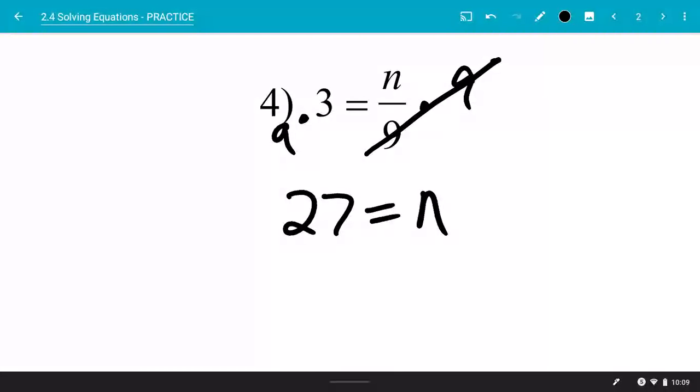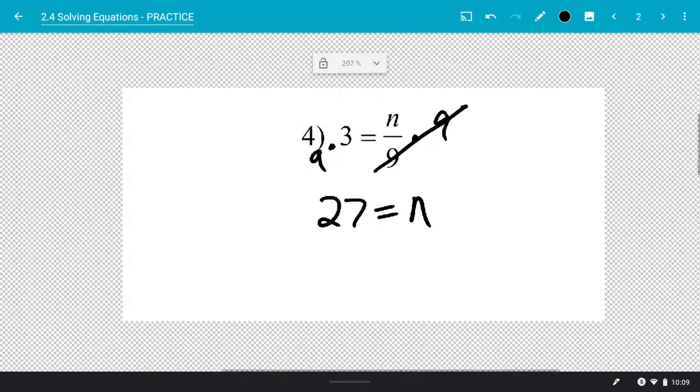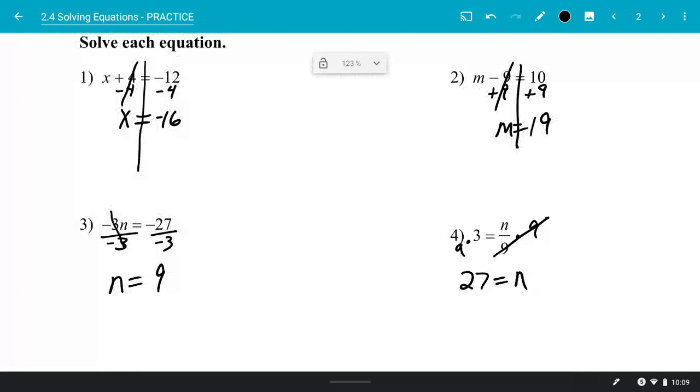Here's the cool thing I like about equations: when you get an answer, you don't even need an answer key. Why not? Because when you're finished, you can take that answer and plug it back into the original problem and see if it's true. For example, let's look at number 1. Negative 16 plus 4. Does that equal negative 12? Yes, it does. So I'm good.